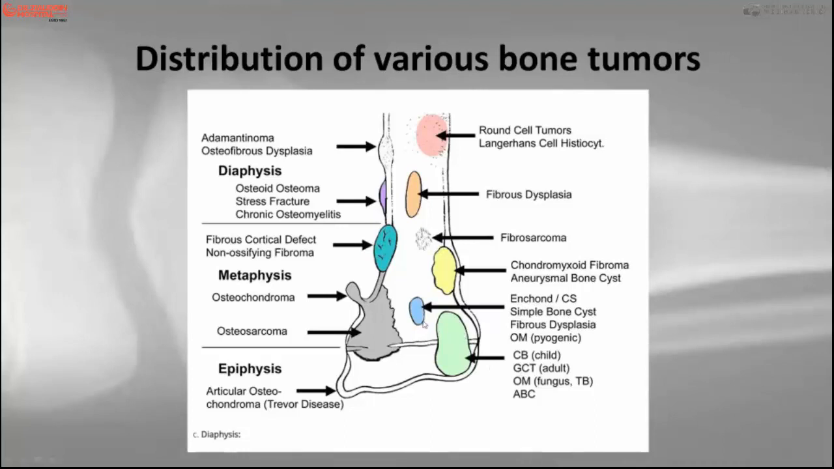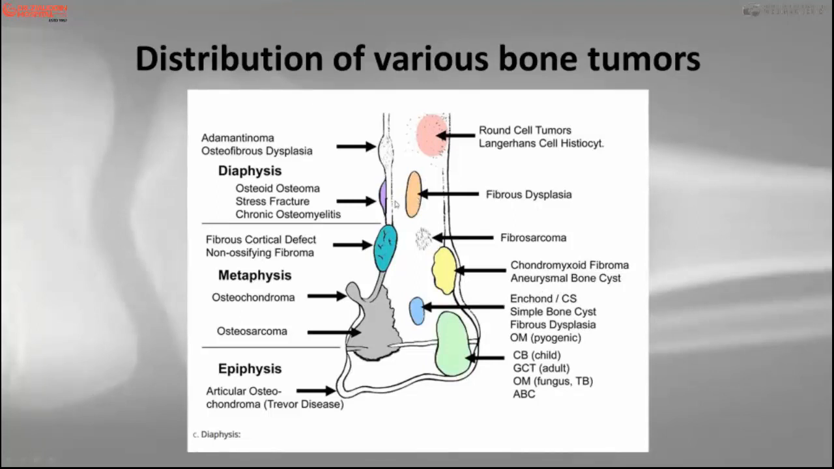Going further to the metaphysis, we can see benign tumors like osteochondroma and simple bone cysts, which can extend up till the diaphysis. Coming to the cortical part of the bone, the commonest thing we see is a chondromyxoid fibroma or an aneurysmal bone cyst. Then in the diaphysis, we come across fibrous dysplasia.